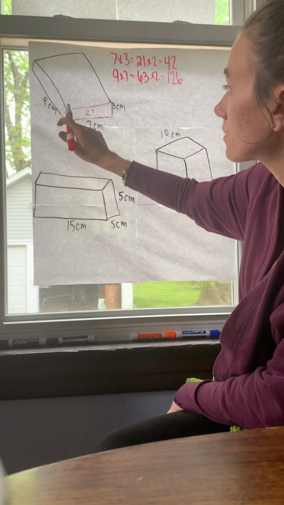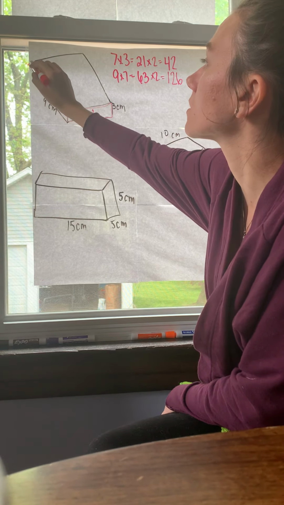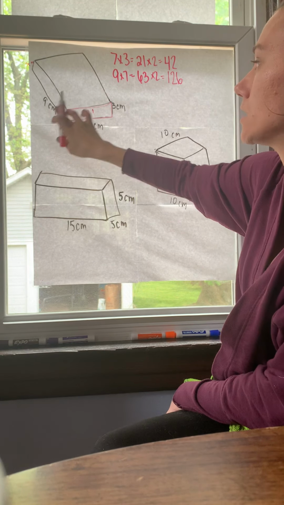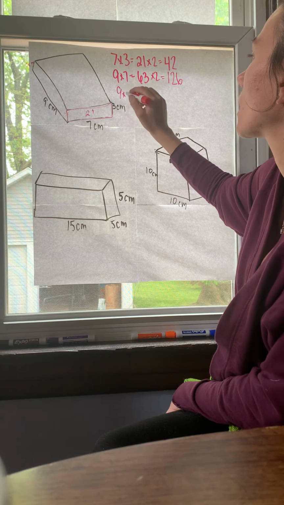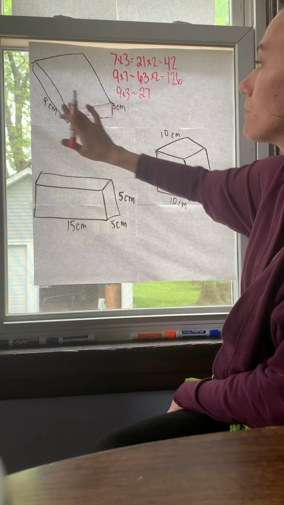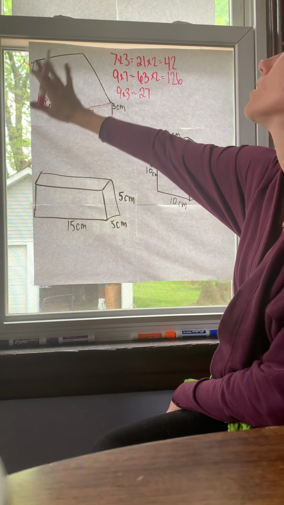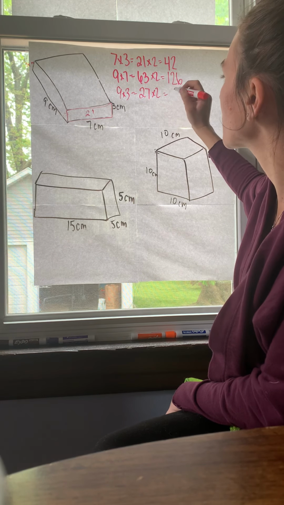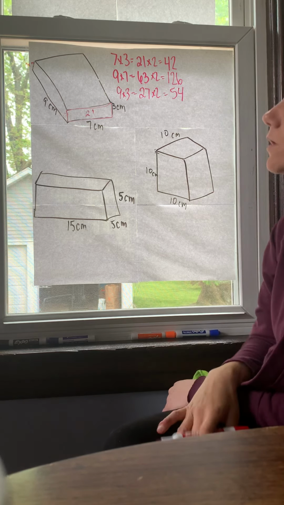Then here, this is also 3 centimeters here, 3 centimeters here. So this part here, it's 9 times 3. 9 times 3 is 27, but because there's a side here, there's also a side here that you can't see. So you're going to multiply that by 2, and you're going to get 54.